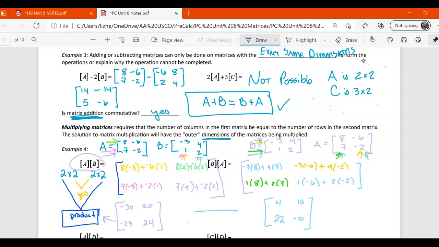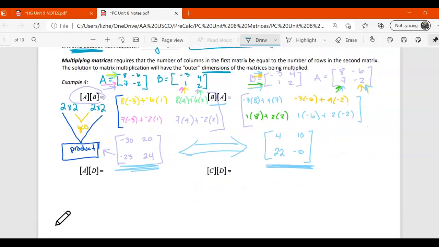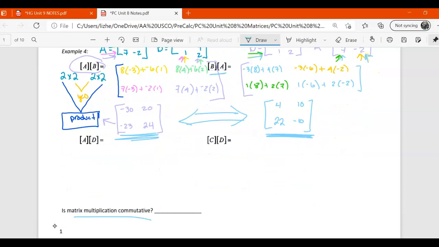And so right there you can see that matrix multiplication is not commutative. The order changes it. So if I do A times B, I land up with this matrix. If I do B times A, I land up with this matrix. And so that is a question down here. Is matrix multiplication commutative? The answer is no. All right, but let's continue on here.